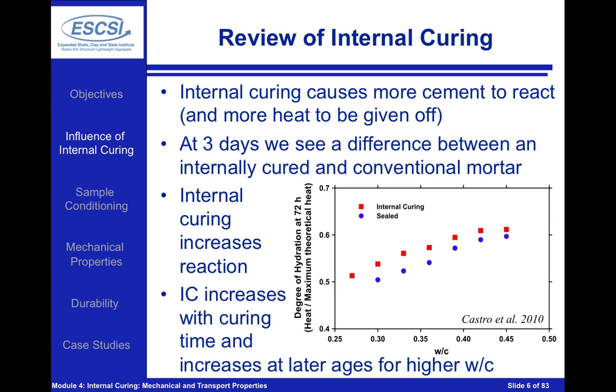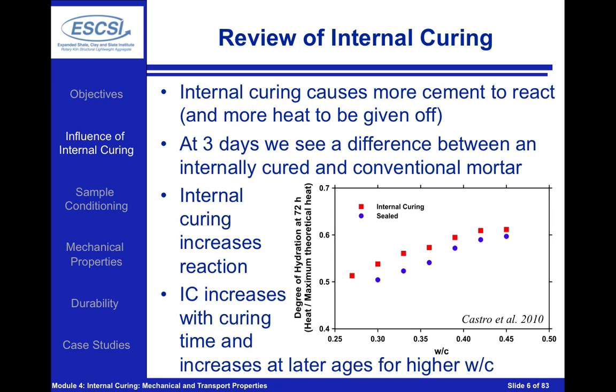And there are several different ways that this can be done. This can be done by measuring the non-evaporable water, and several studies have done that. But what I've shown here is just a simple example measuring the heat that's given off in a cementitious material after 3 days. At 3 days here, we can see the heat on the y-axis versus the water to cement ratio on the x-axis. And what we'll notice is there's a difference in the heat given off between the internally cured and the sealed concretes.